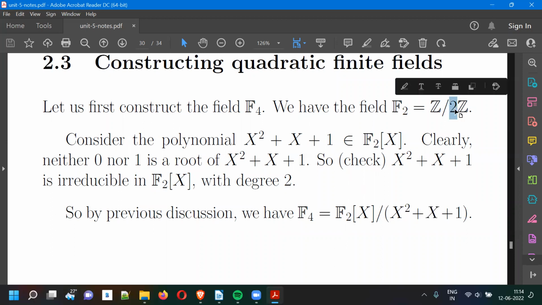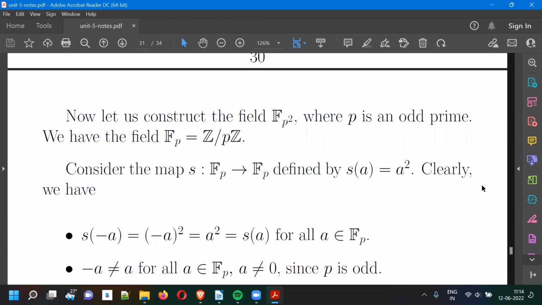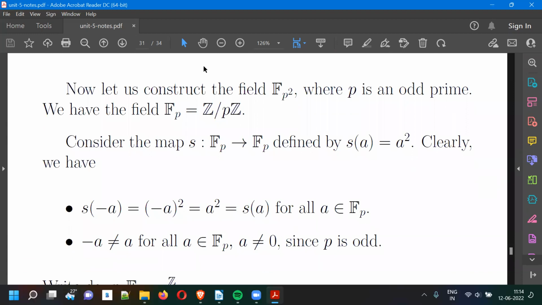Now, when p is not equal to 2, when p is an odd prime, things are a little bit more complicated. One has to do a little bit more work. So now let us construct the finite field of size p square, F_{p square}, where p is an odd prime. And we already have the field Fp, which is Z mod pZ. So we need to find now a quadratic irreducible polynomial over Fp. How do we do that? There is no single choice, there are multiple choices, but we need to figure out how to choose them.